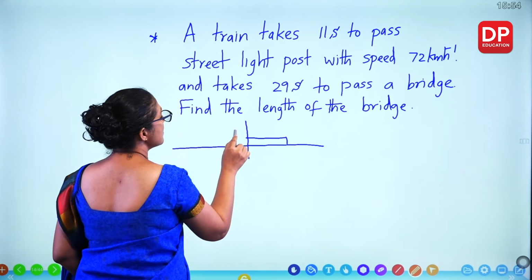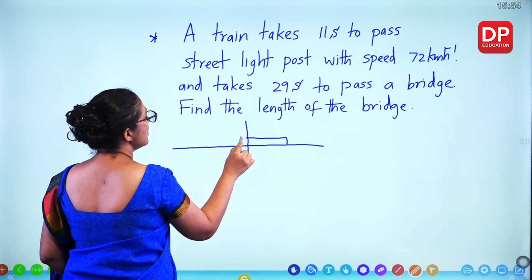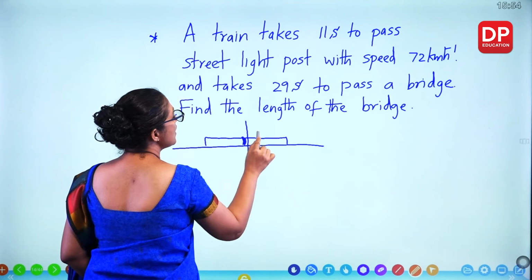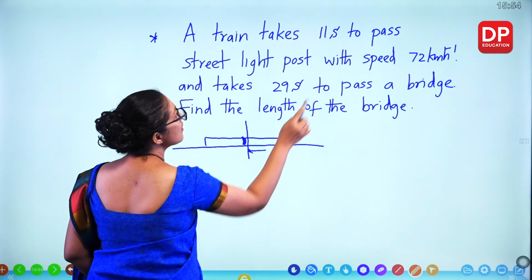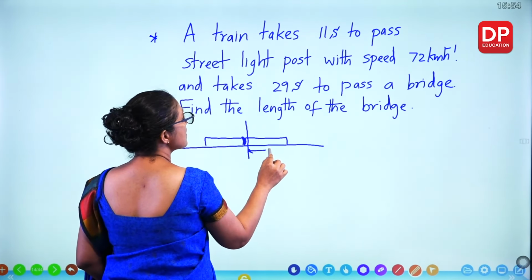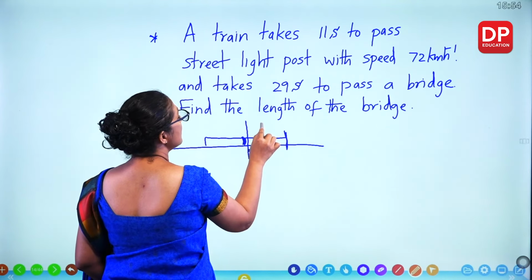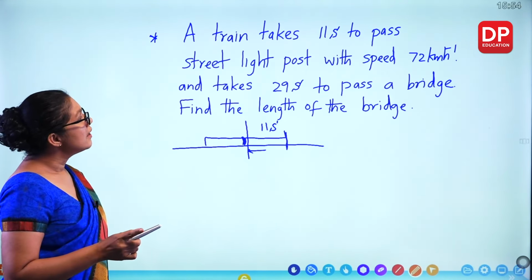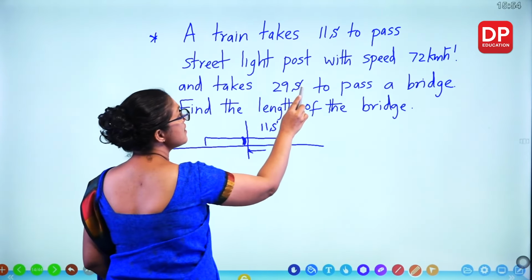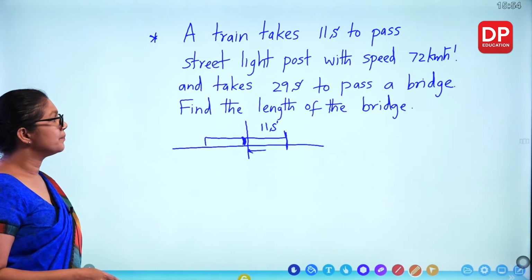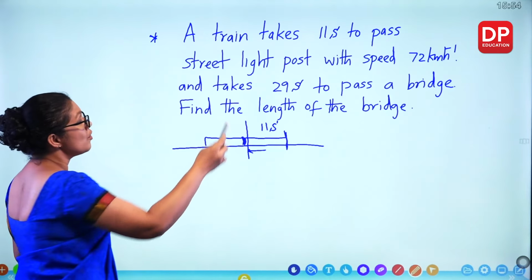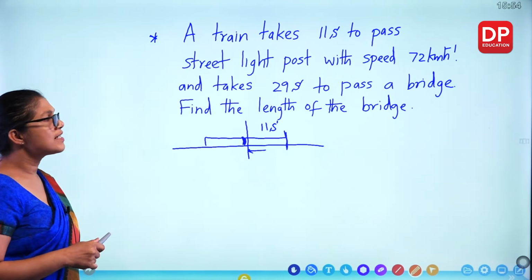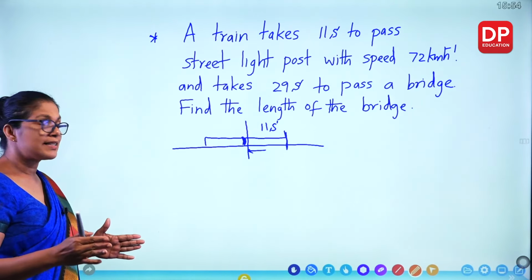11 seconds to pass the light post. So starting from here, we say that this is the initial position, up to here you get 11 seconds. Then it takes 29 seconds to pass a bridge. So passing the post as well as passing the bridge, 29 seconds. So that's the total time.